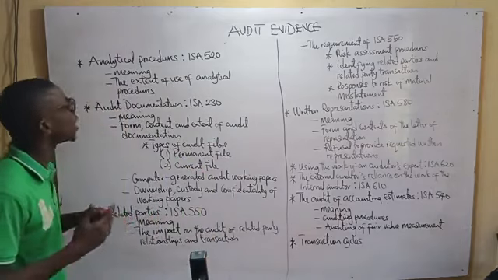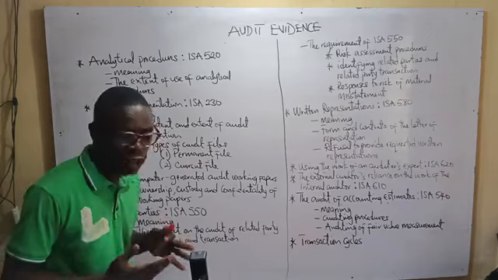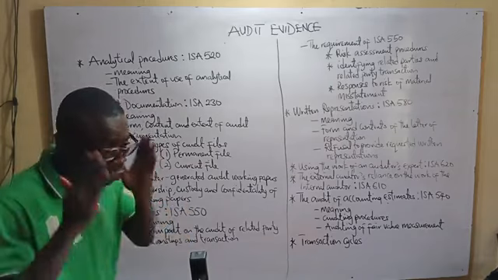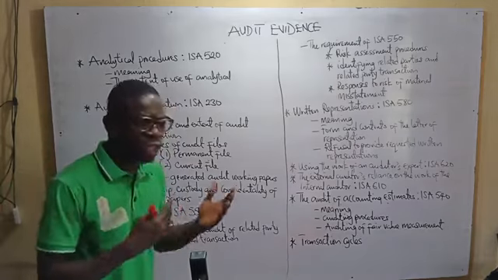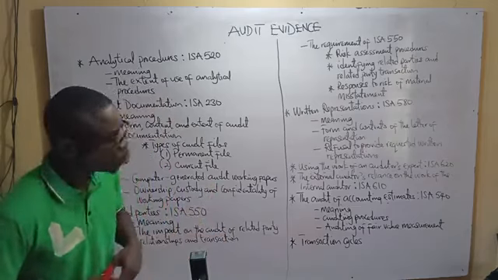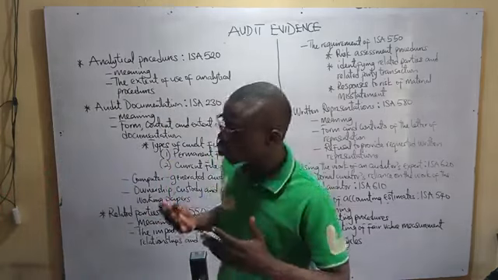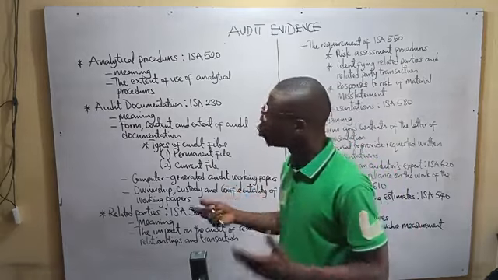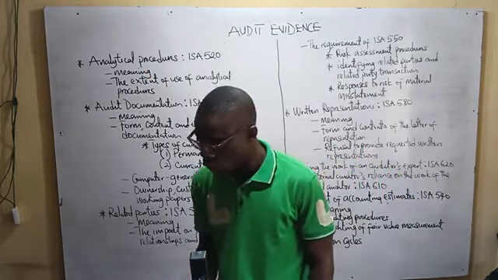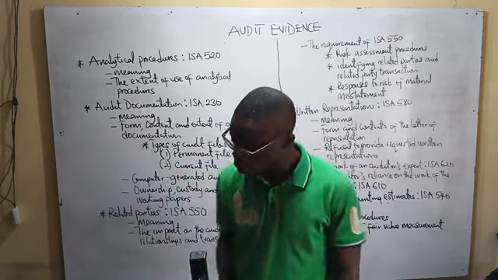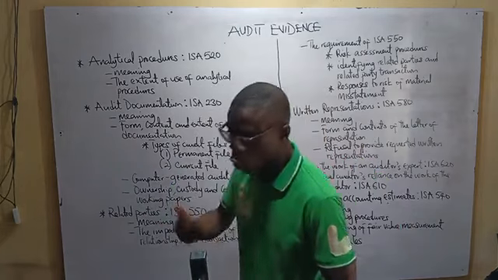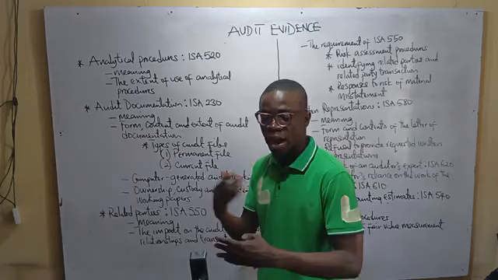So let's go to examples of analytical procedure. One example is ratio. What does ratio do? Ratio is used to analyze the relationship between two variables. Are you getting what I'm saying? So an auditor can use ratio to carry out analytical procedure. Ratio is one of the methods of analytical procedure. We also have budget, where you compare the actual with the budgeted. What about trend? Some people carry out what we call trend analysis.